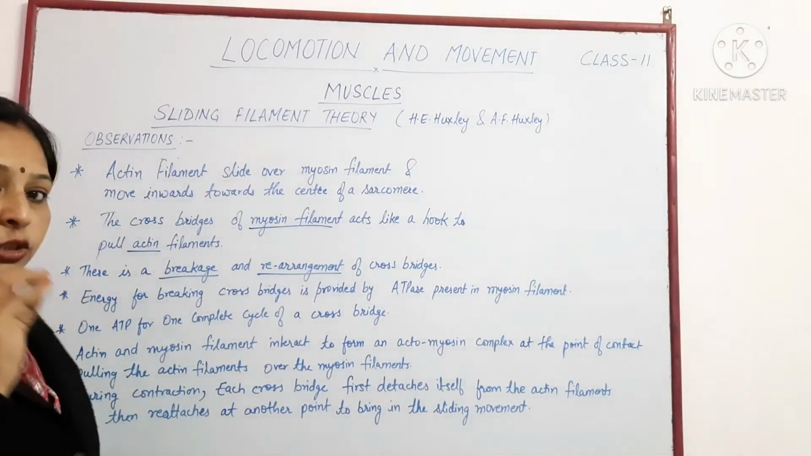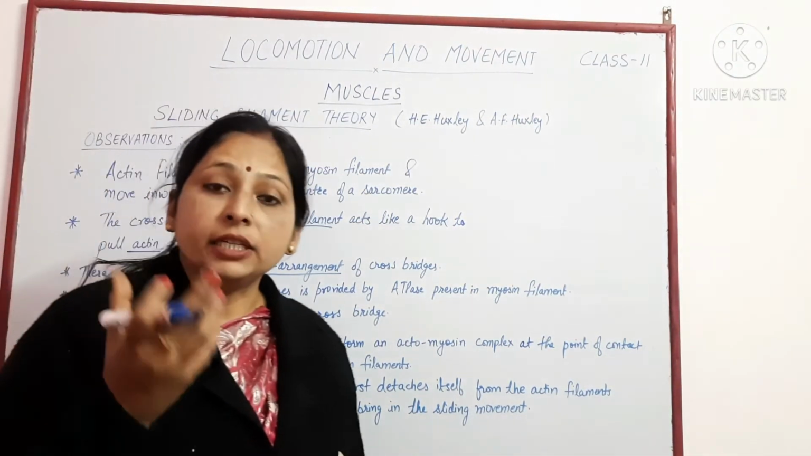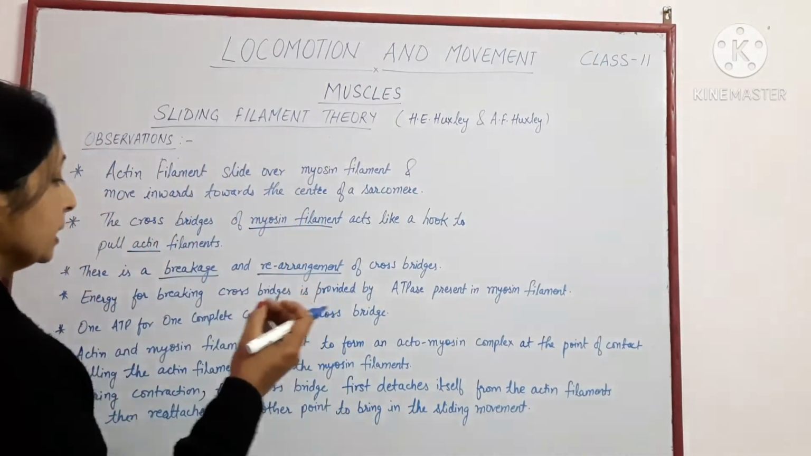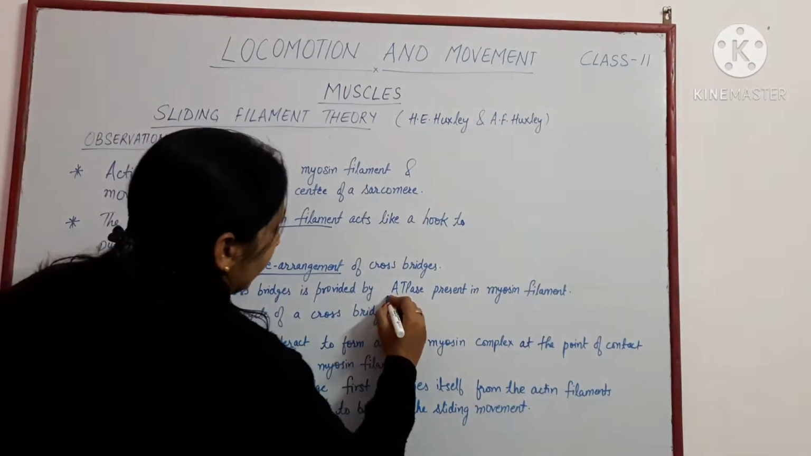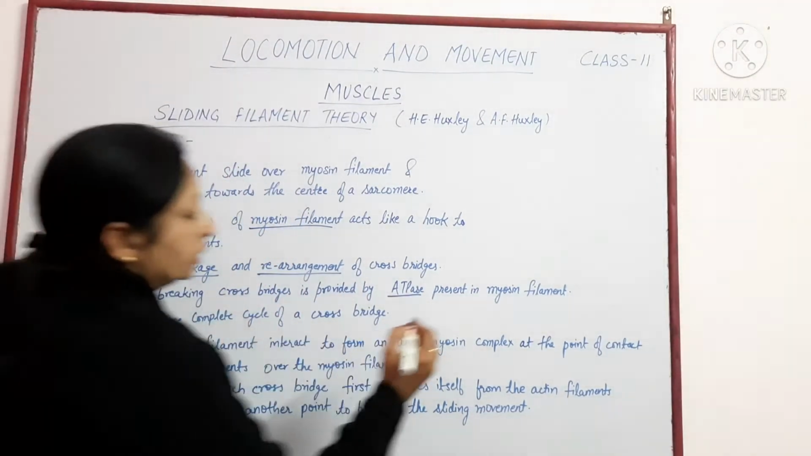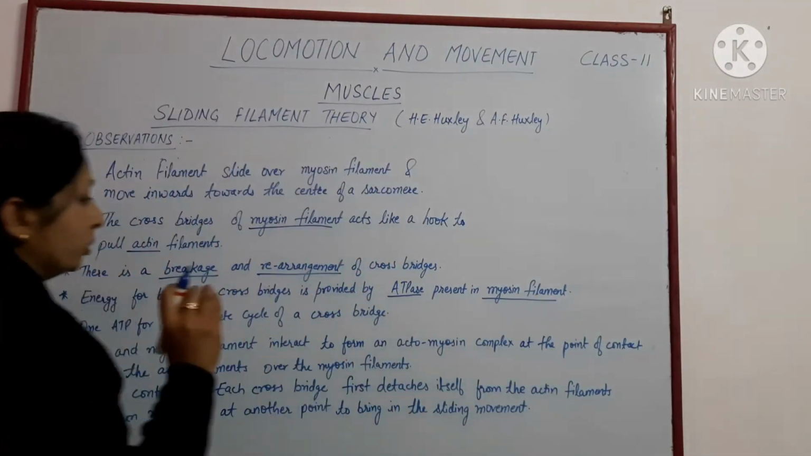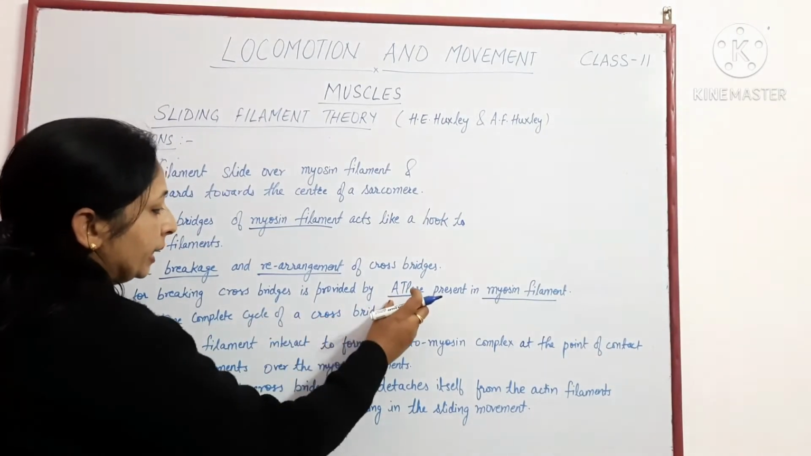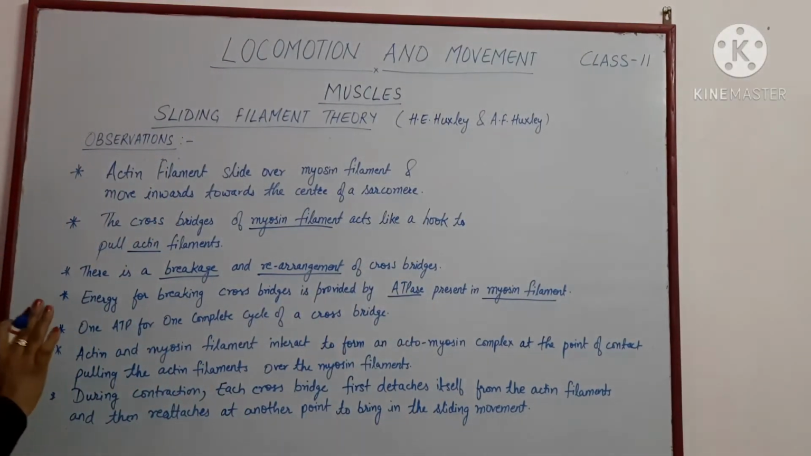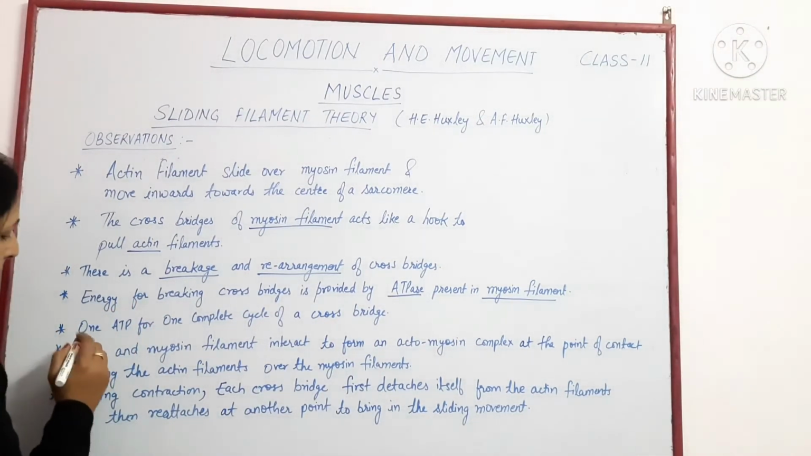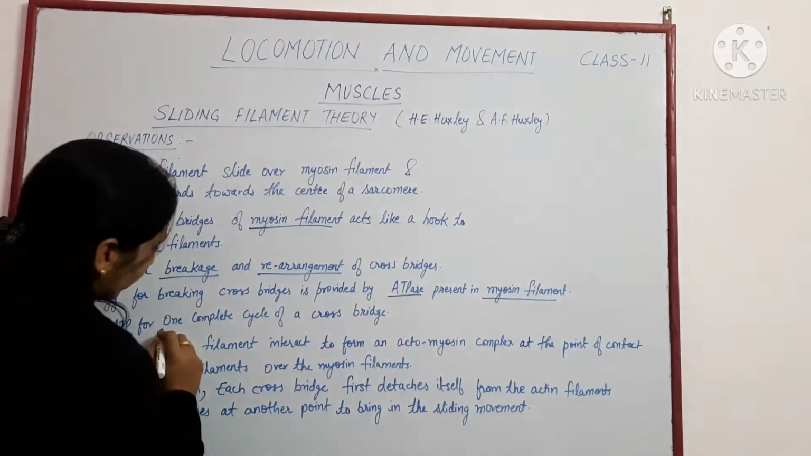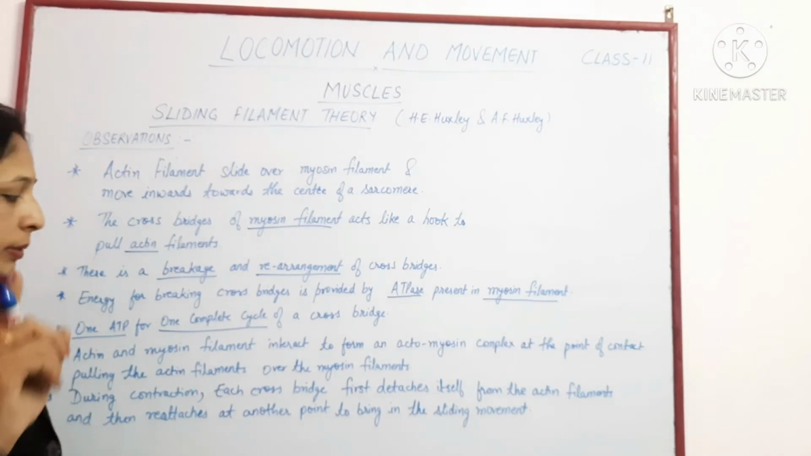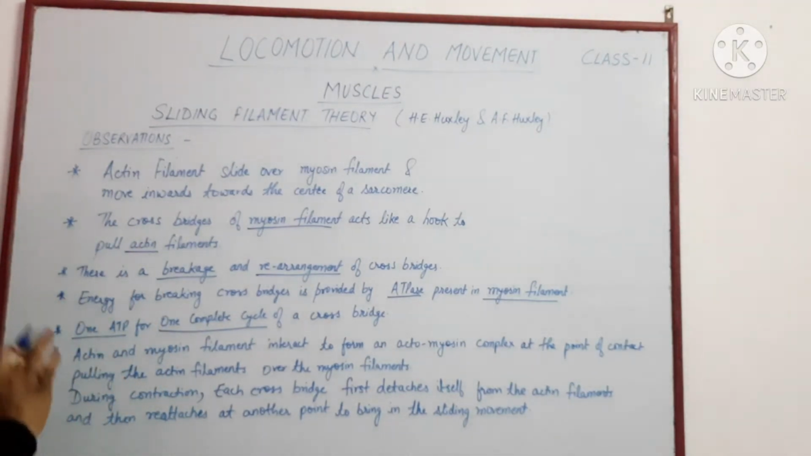For this, the breakage of these cross bridges requires energy. Energy is always in the form of ATP, and this ATP is provided by the enzyme ATPase, which is present in the myosin filament. So the energy comes from the myosin filament by the action of the enzyme ATPase. How much energy is utilized? One ATP is needed for one complete cycle of a cross bridge.